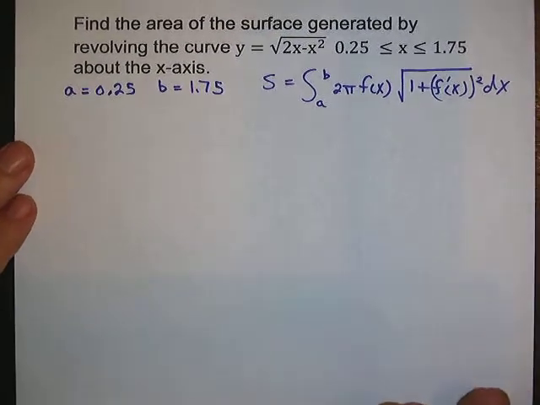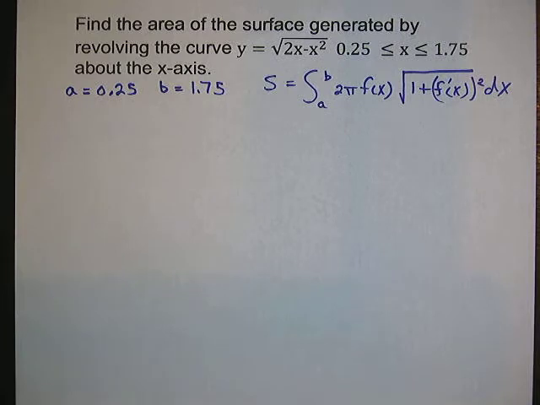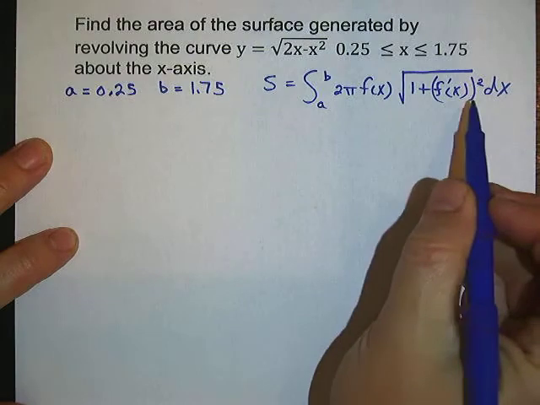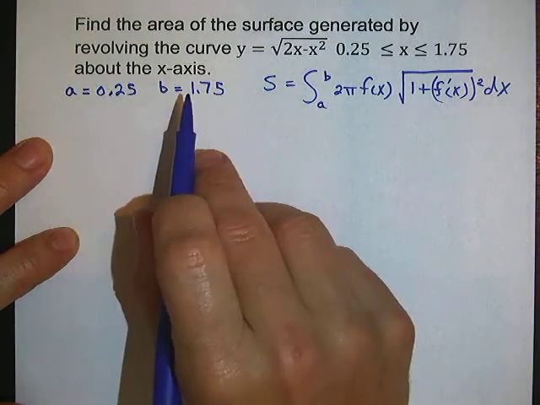Okay, for this problem, we're going to find the area of the surface generated by revolving the curve y is equal to the square root of 2x minus x squared from 0.25 to 1.75 about the x-axis. Okay, I've got the formula written out here. I've got our a and b here.